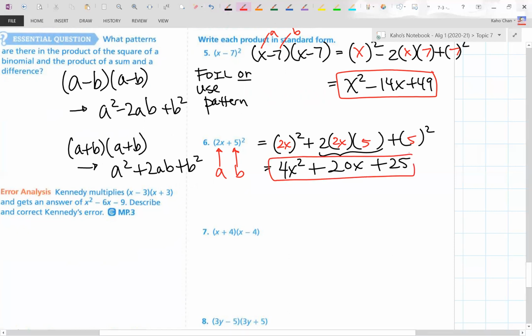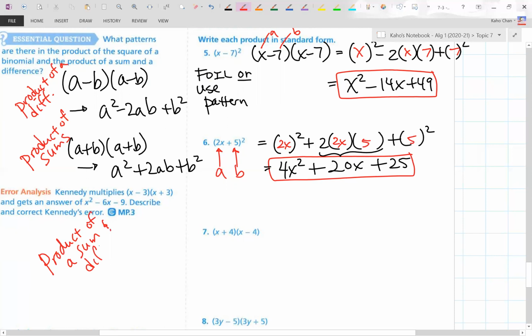Yes. Pause the video if you need to take a look. Ooh, the third one's my favorite. So the first one was a product of a difference. I just want to make sure you all know that. Second one was a product of sums. And the third one is a product of a sum and difference. And that formula is A plus B times A minus B equals A squared minus B squared.